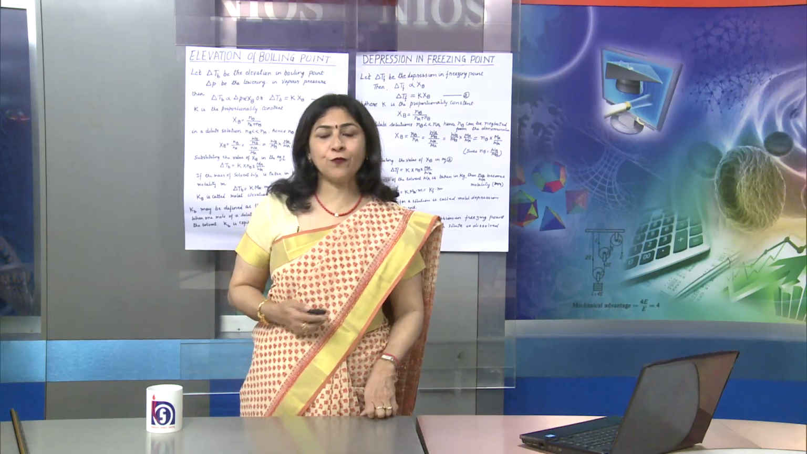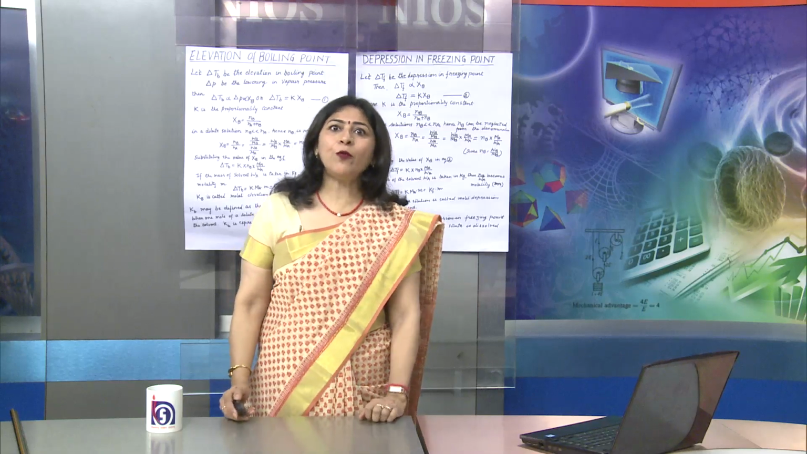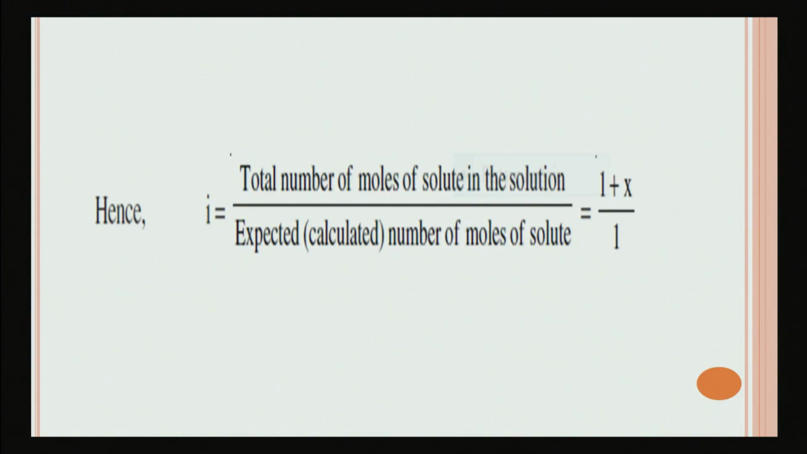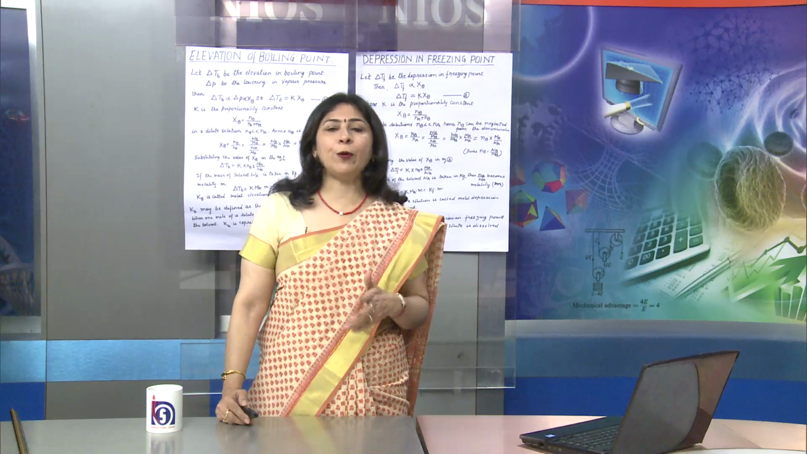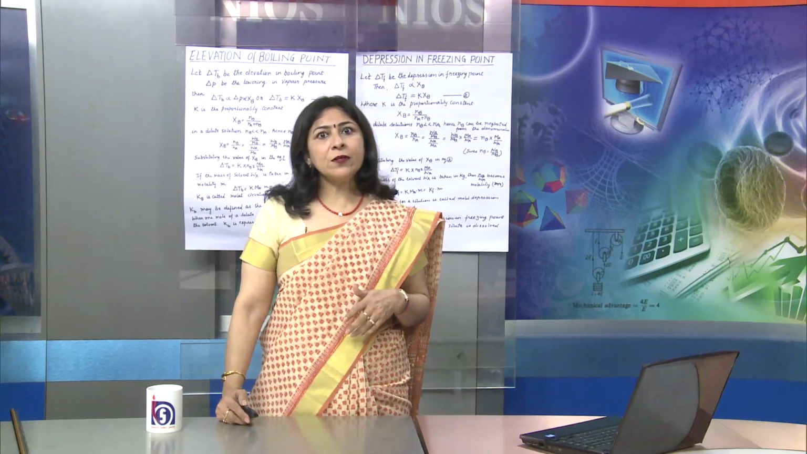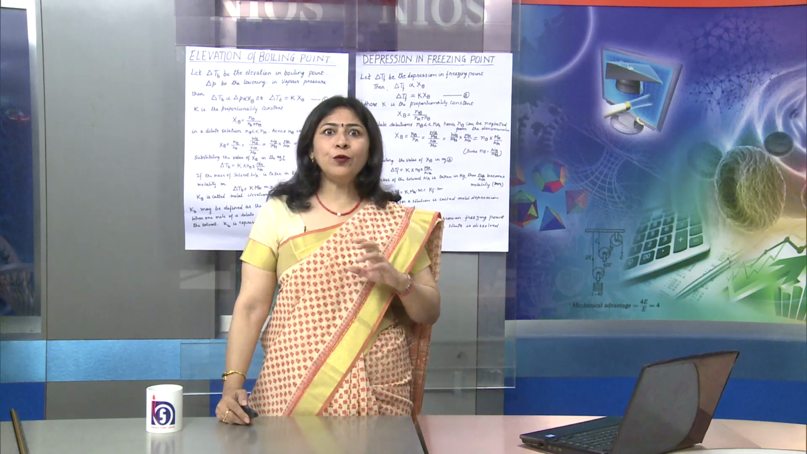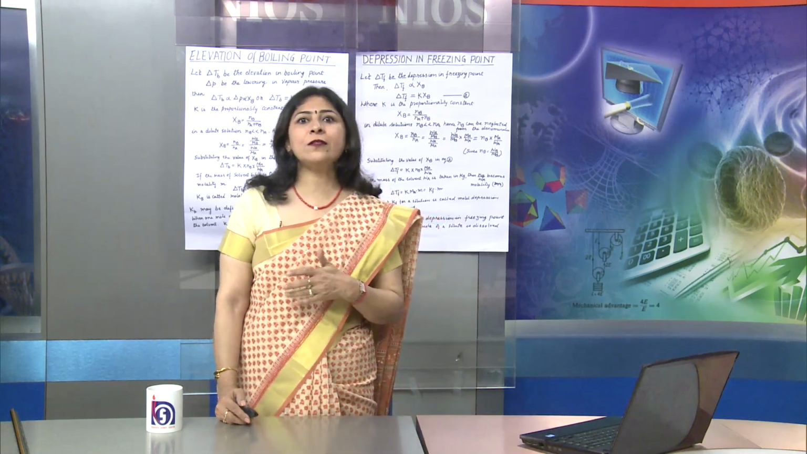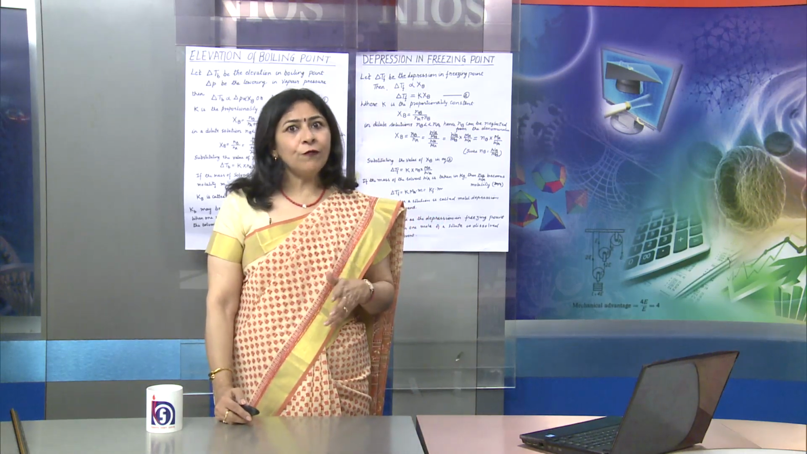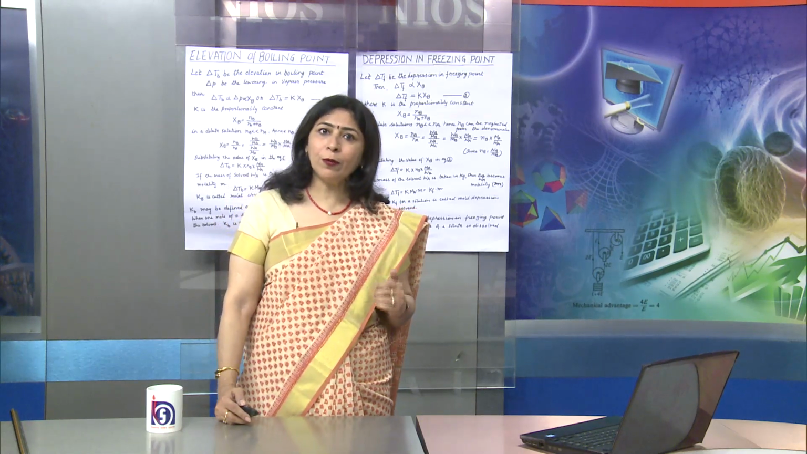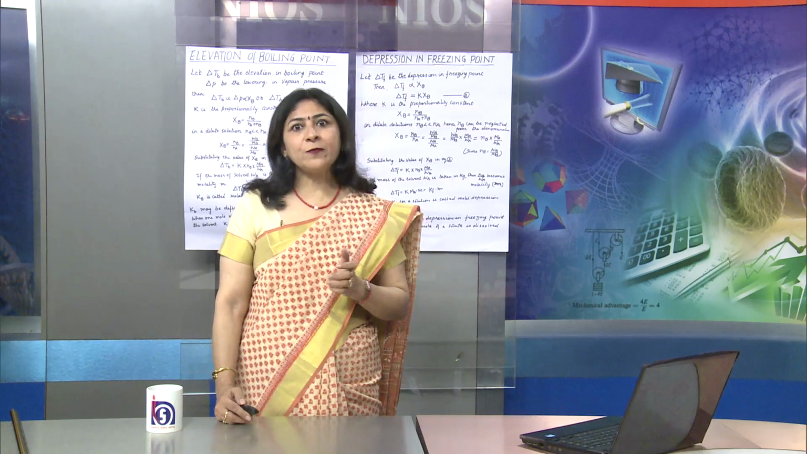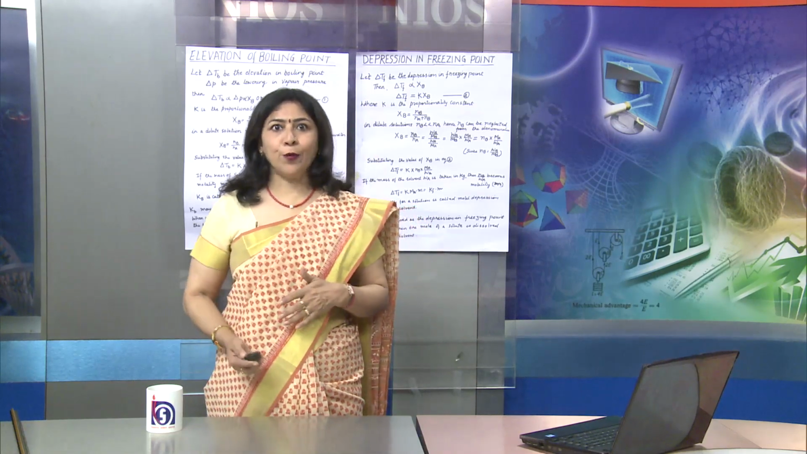Now, let us revise what we have done. Freezing point we have done, which is the temperature at which the solid and the liquid forms of the substance have the same vapor pressure. Abnormal results are obtained when the solute associates or dissociates in the solution. The Van 't Hoff factor is defined as the ratio of normal molar mass to experimentally determined molar mass.